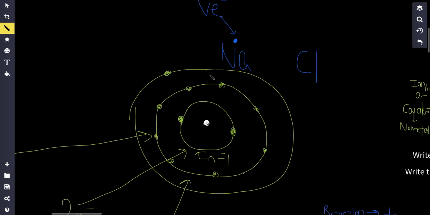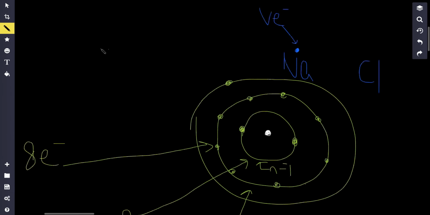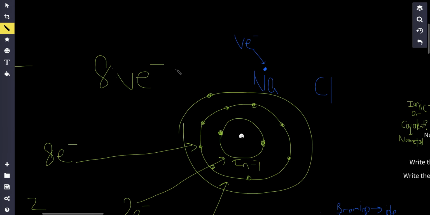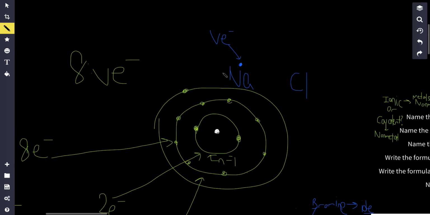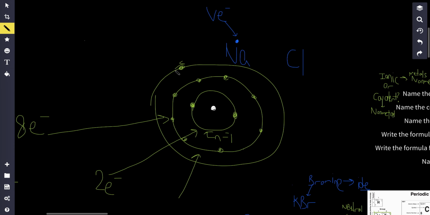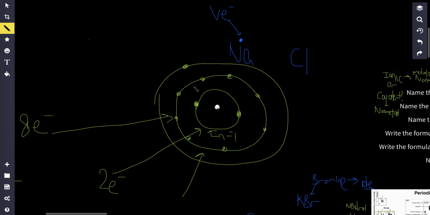Anyways, atoms sometimes want to give away electrons. The reason is because they want 8 valence electrons in the outermost shell. Valence electrons are in the outermost shell, but atoms want 8 valence electrons. Notice how an atom of sodium only has 1 valence electron in the outermost shell, and it wants to give it away. Because if you get rid of this electron, you're just left with 8 valence electrons in the outermost shell, and the atom is going to be stable.